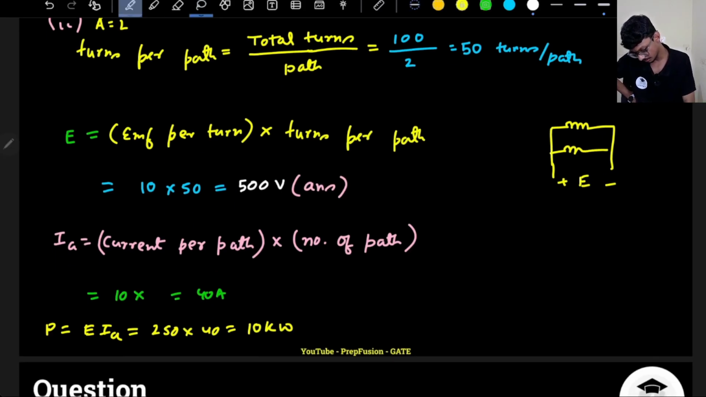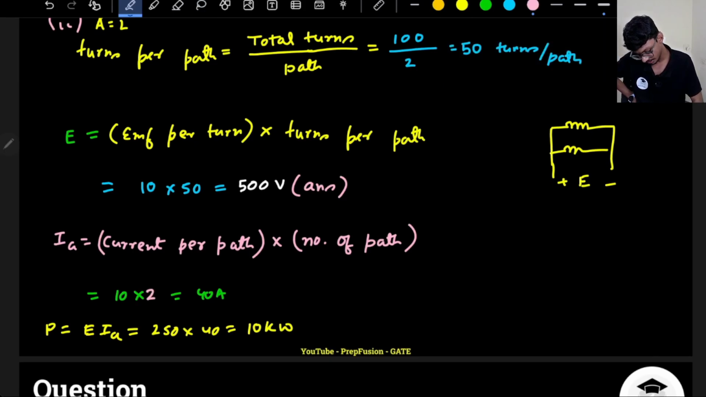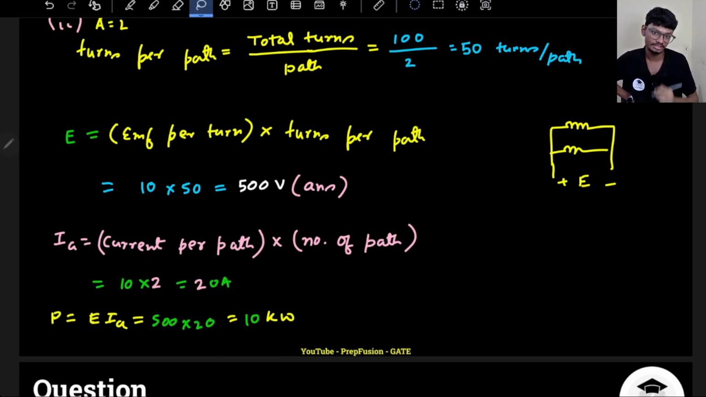Current per path into number of parallel paths, this will be 2. So this will be 20. So current rating will reduce, and voltage rating will increase. But if you see the final power rating, power rating will be unchanged. 500 into 20. So power rating is not changed, but the voltage and current rating change. This is a very good observation that you can notice. It does not matter whether it is lap wound or wave wound, the power rating will remain the same. The current rating will change. That is the key takeaway.